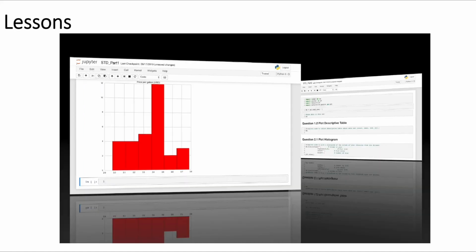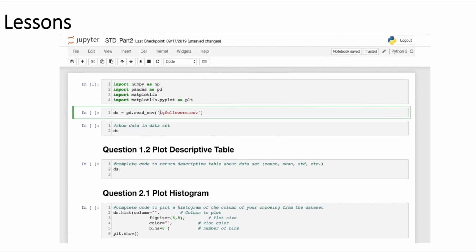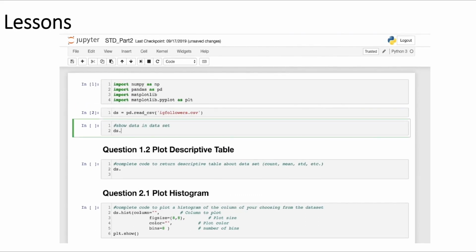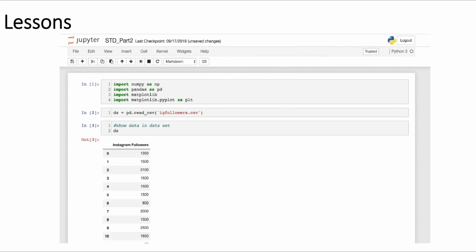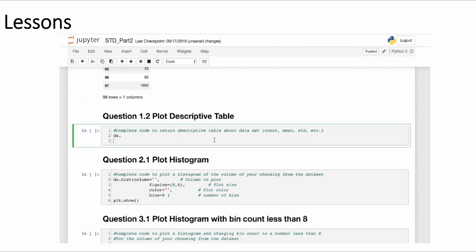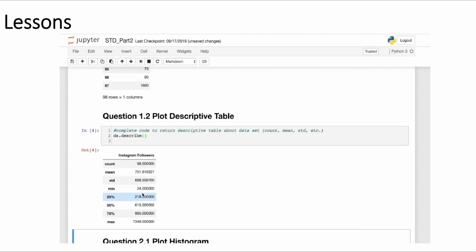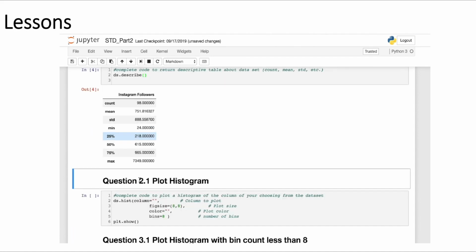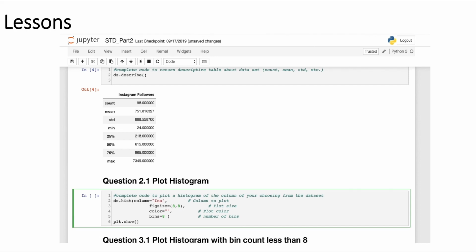In the next lesson, students analyze one of 5 datasets that may relate to their lives. In this example, the dataset is number of Instagram followers. One part of the code is written, and students have to use the code from the previous lesson and debug to get results. In this lesson, students generate a descriptive table and make predictions of what the histogram will be using the mean and median.